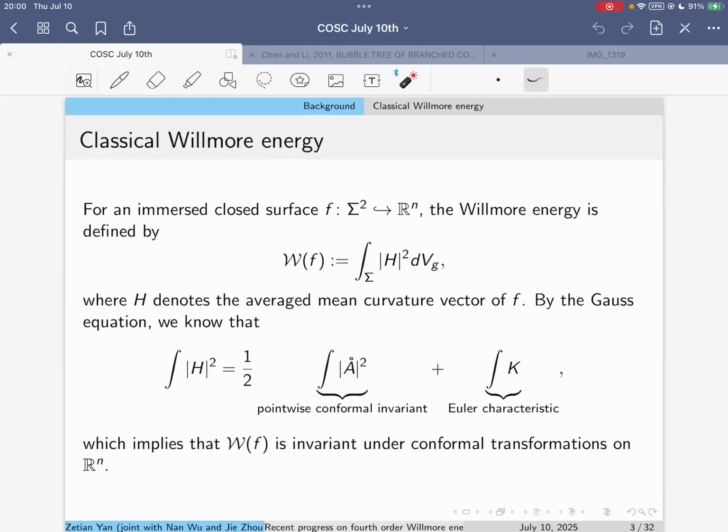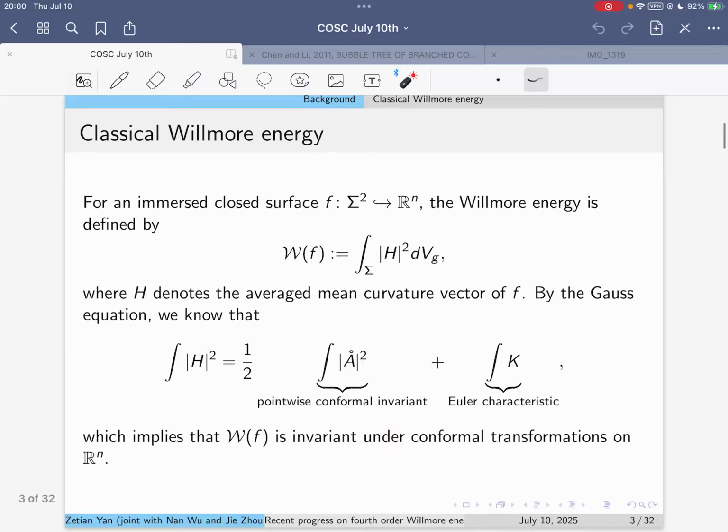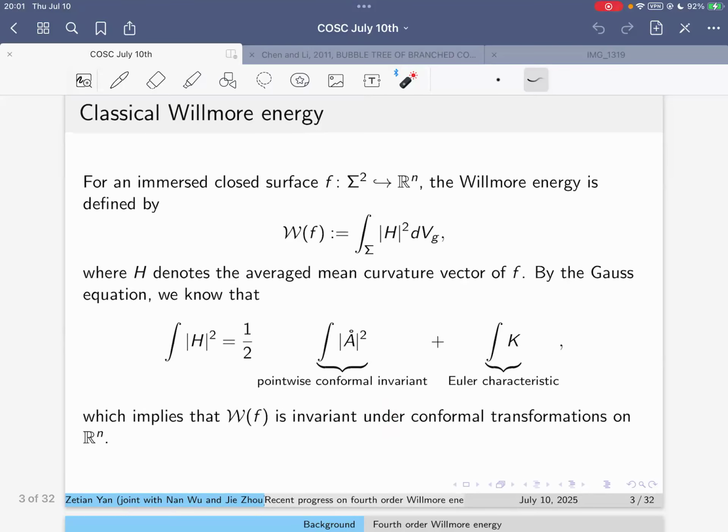So first of all, let's briefly review classical Willmore energy. Classical Willmore energy is exactly a functional defined on an immersed closed surface. It can be regarded as the L2 norm of mean curvature. And here, for convenience, I use the averaged mean curvature, okay? So Willmore energy can be regarded as a measurement of the curved surface, right? So why is Willmore energy so important in geometric analysis? Because it's invariant under conformal transformations on the Euclidean space.